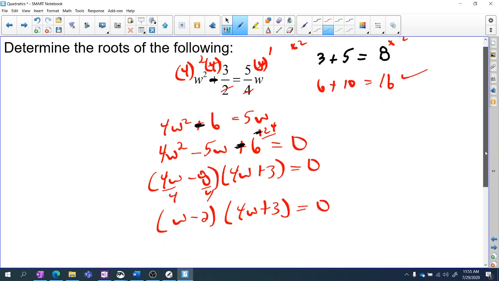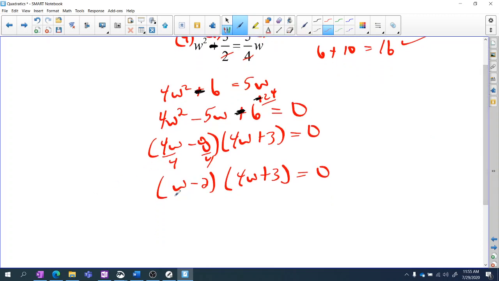So our solutions, look at your first bracket alone. If w was 2, that would make that equal to 0. Now 4w plus 3. Let's see if we can start doing it without writing it out. So think about this. If that equaled 0, I'd have to move the 3 over. It'd be negative 3, and then I would divide by the 4. So w could also be negative 3 over 4.